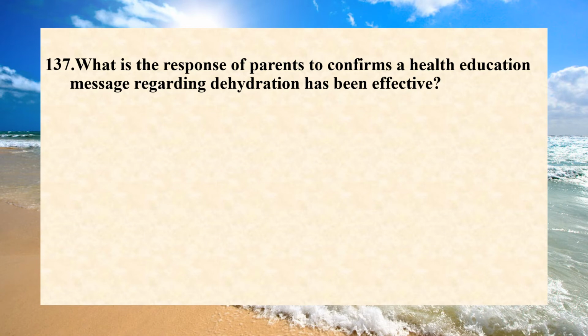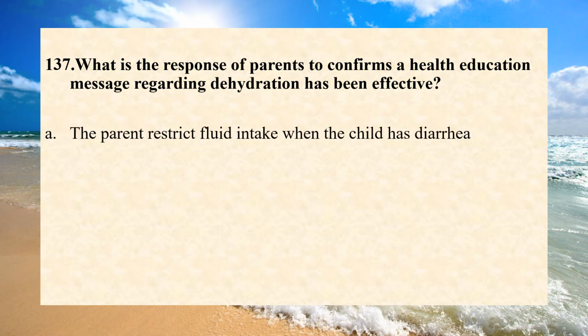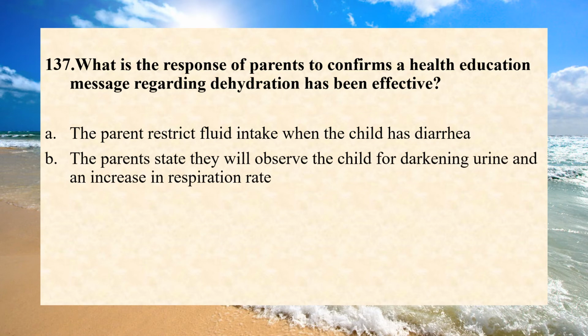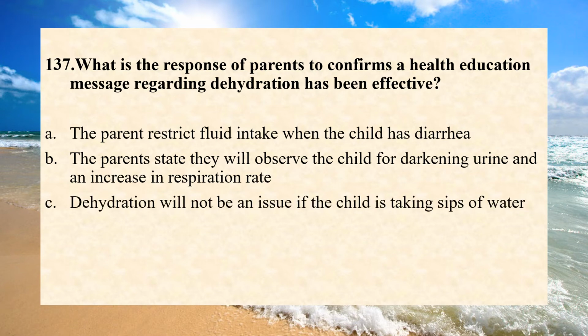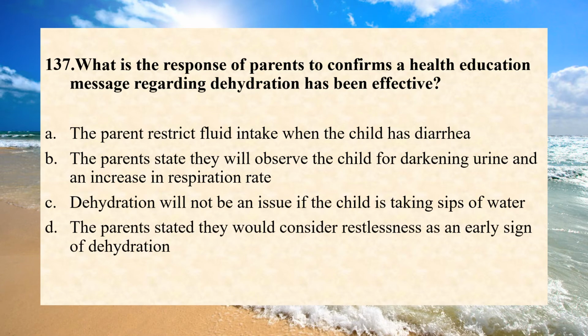What is the response of parents to confirm a health education message regarding dehydration has been effective? Option A, the parent restricts fluid intake when the child has diarrhea. Option B, the parents state they will observe the child for darkening urine and the increase in respiration rate. Option C, dehydration will not be an issue if the child is taking sips of water. Option D, the parents state they would consider restlessness as an early sign of dehydration.